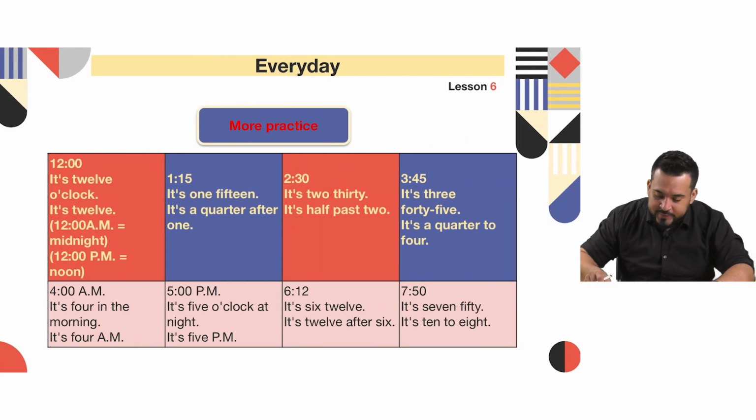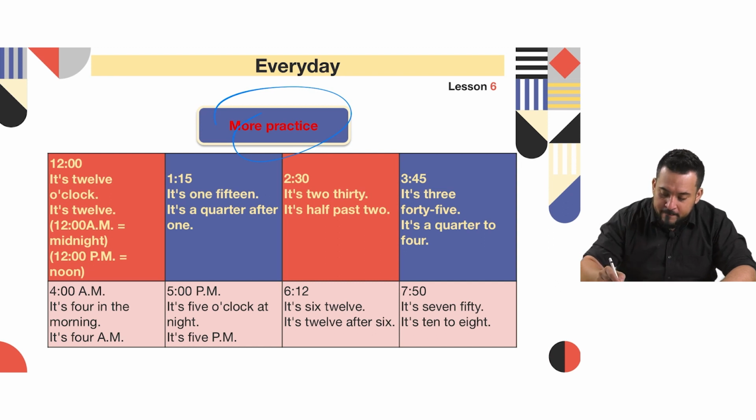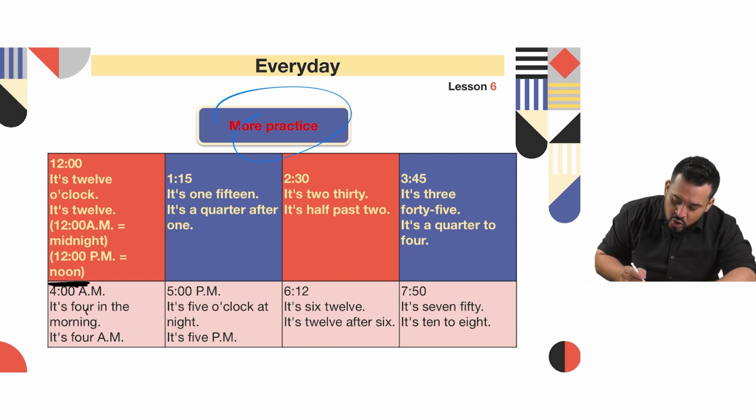All right. Now, let's see. A little more practice. It's 12 o'clock. It's 12 a.m. If you say it's 12 a.m., what does that mean? It means midnight. It's 12 midnight. If you say it's 12 p.m., that means noon. So midnight is a.m., p.m. is noon.